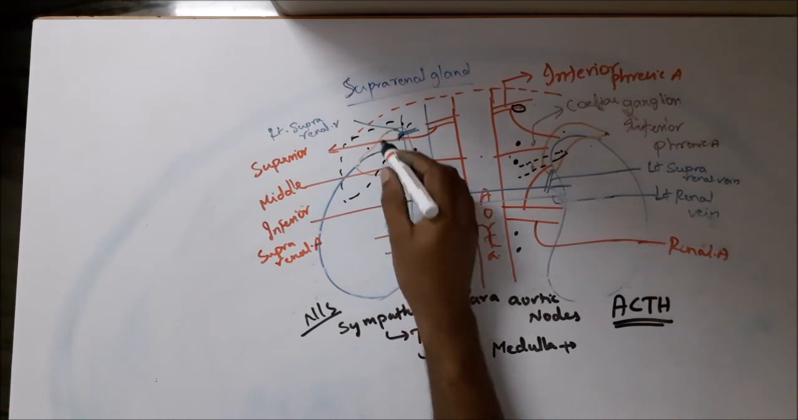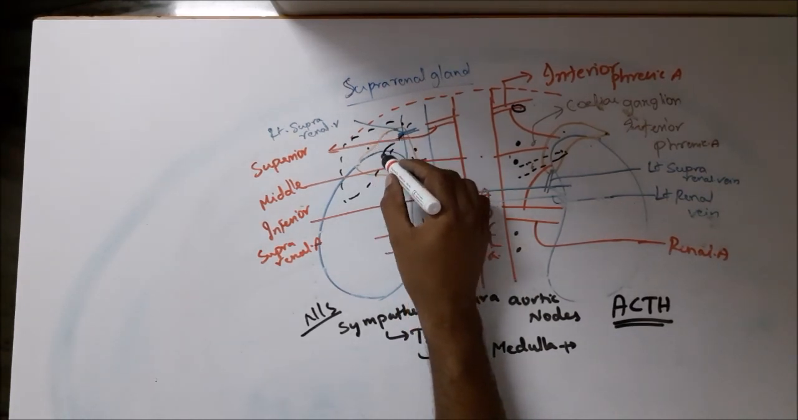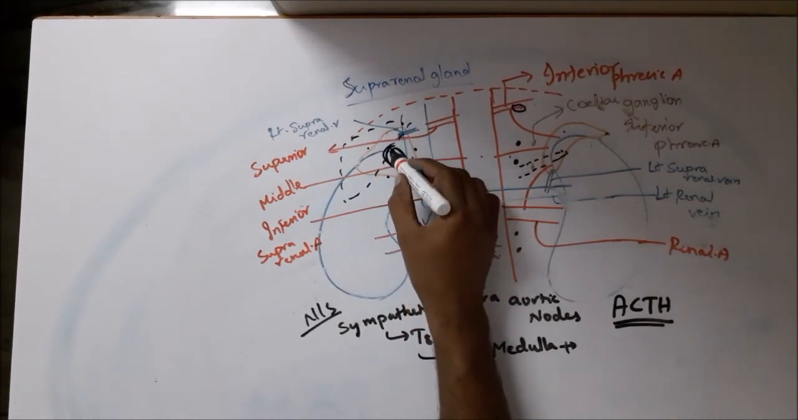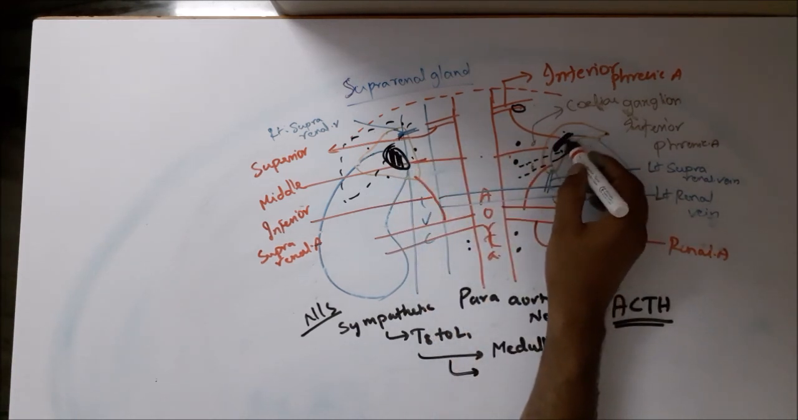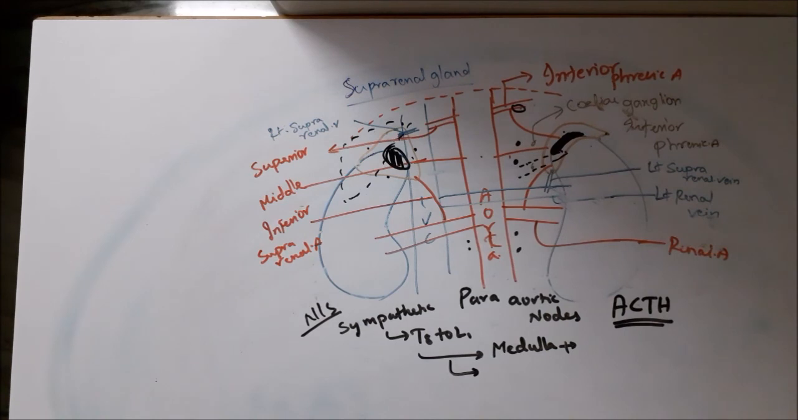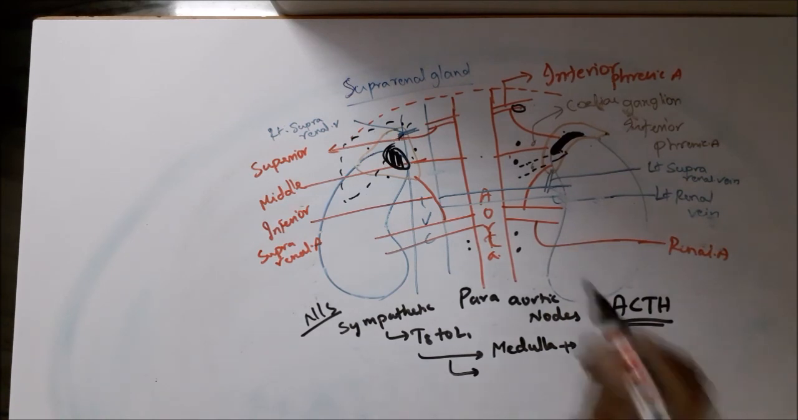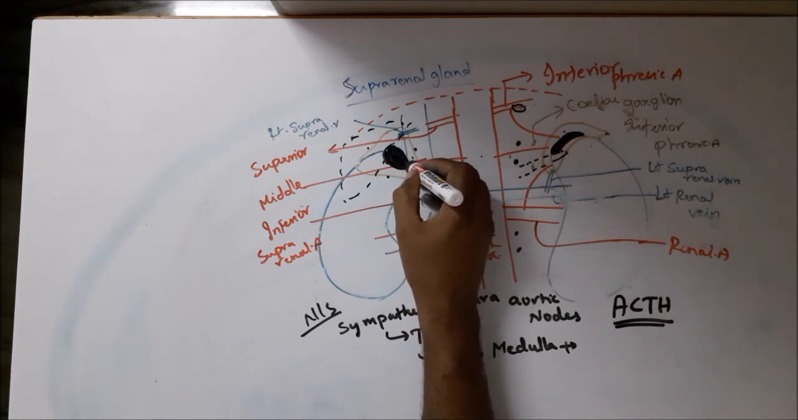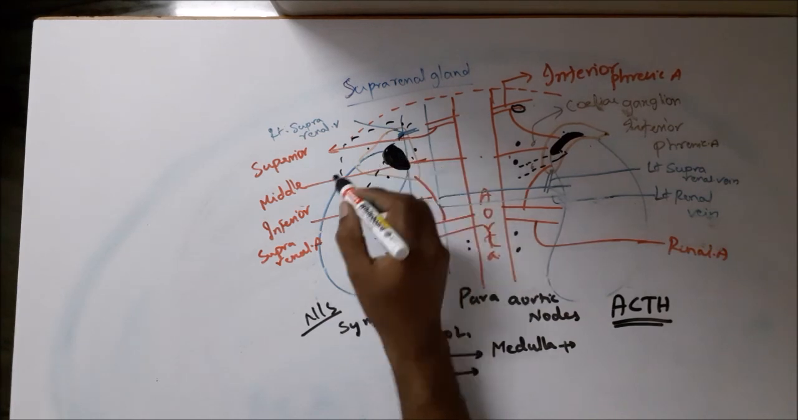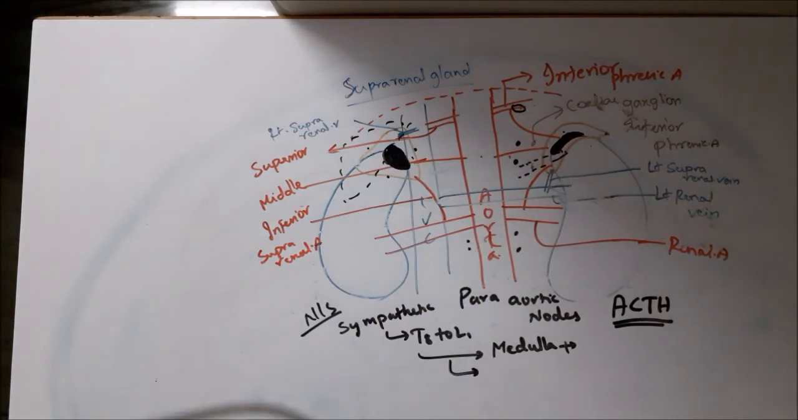Then the suprarenal gland has an outer cortex and inner medulla. Cortex is derived from the mesoderm and the medulla is derived from the neural crest cells. The cortex is related with the secretion of glucocorticoids, mineralocorticoids and some sex hormones, and the medulla is related with the secretion of the catecholamines, that is adrenaline and noradrenaline. That is the fight or flight hormone. Thank you.